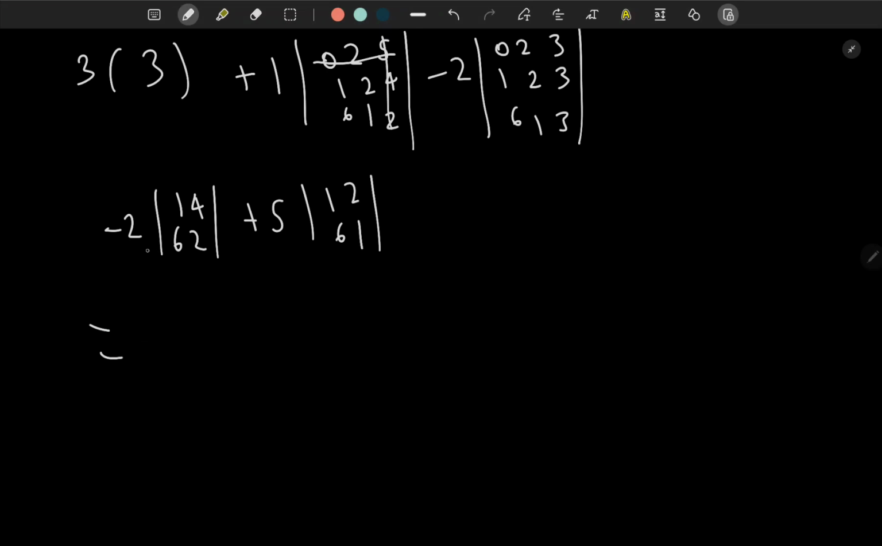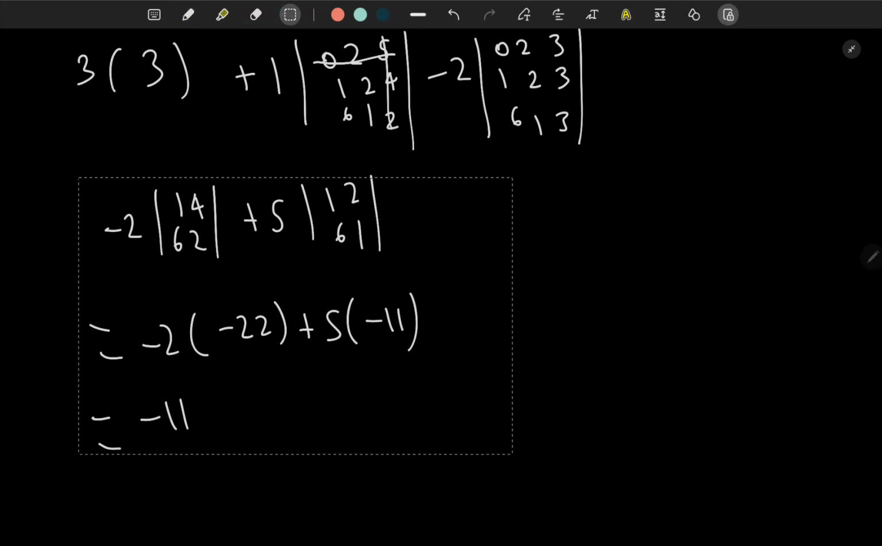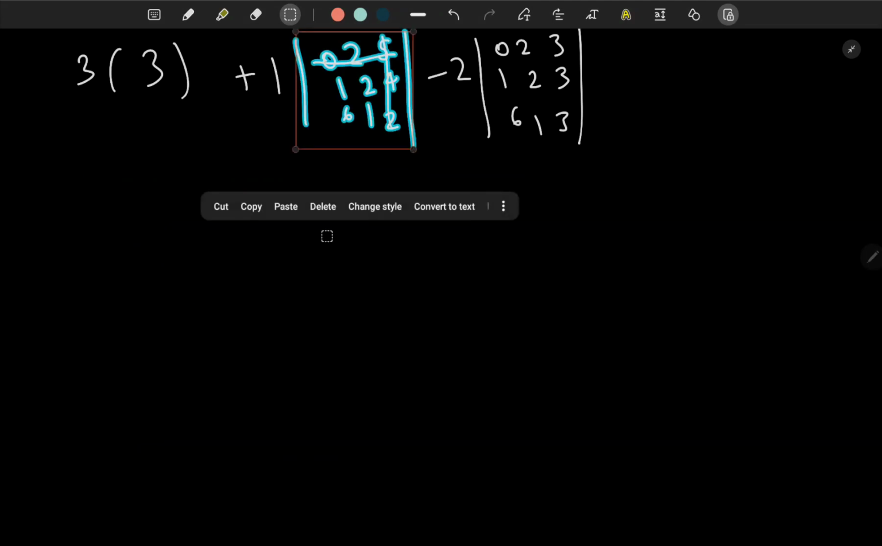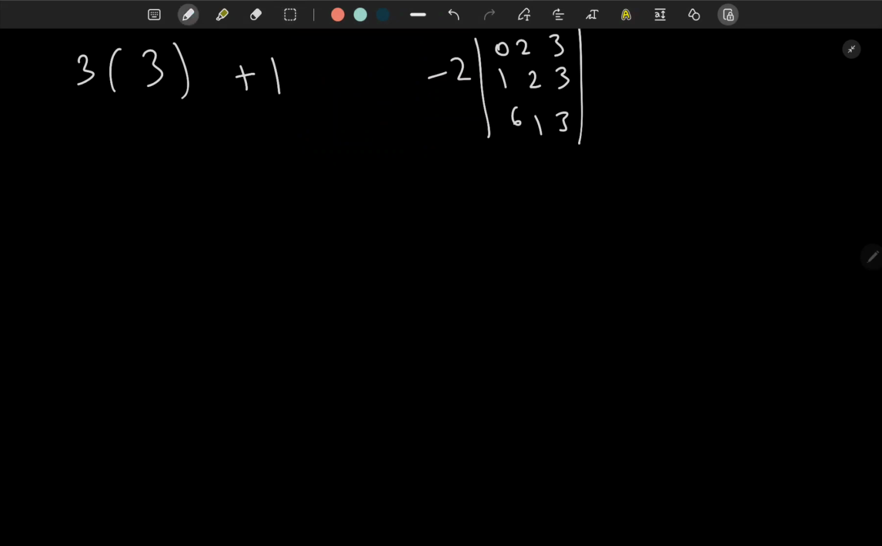So -2 times 2 minus 24, so that will be -22, plus 5 times 1 minus 12. So that is 1 minus 12 is -11. -11 is the final answer here. So we can remove everything here again and substitute with -11. Let's do that. And the sign is minus here.